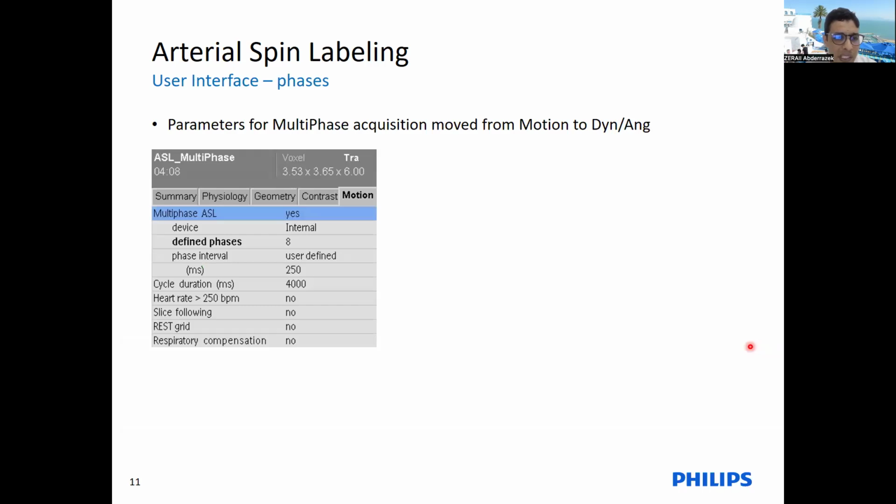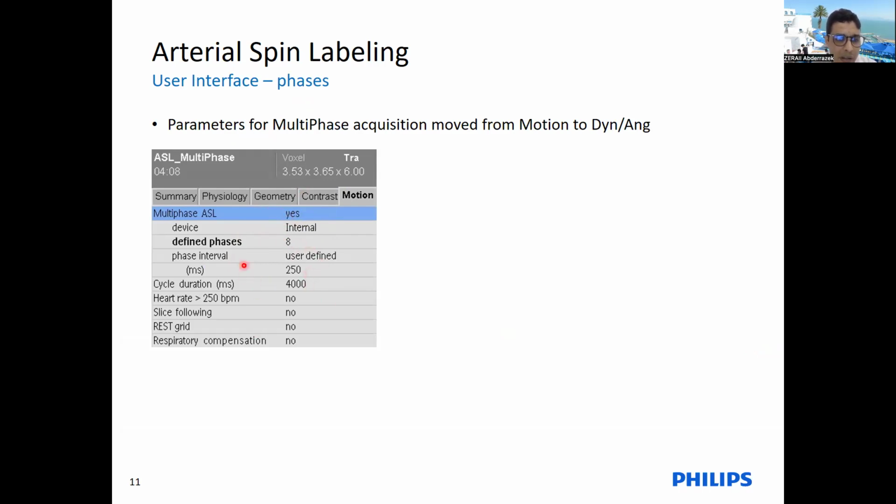So in the user interface, we have to parameterize the different phases by the multi-phase acquisition, and make sure that we have applied ASL in the multi-phase ASL. Also to define the number of the phases. Maybe we can go through 8 phases or more.